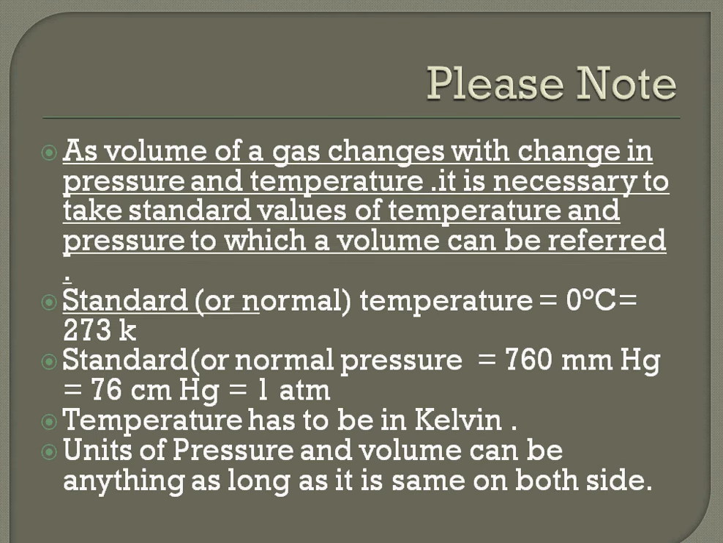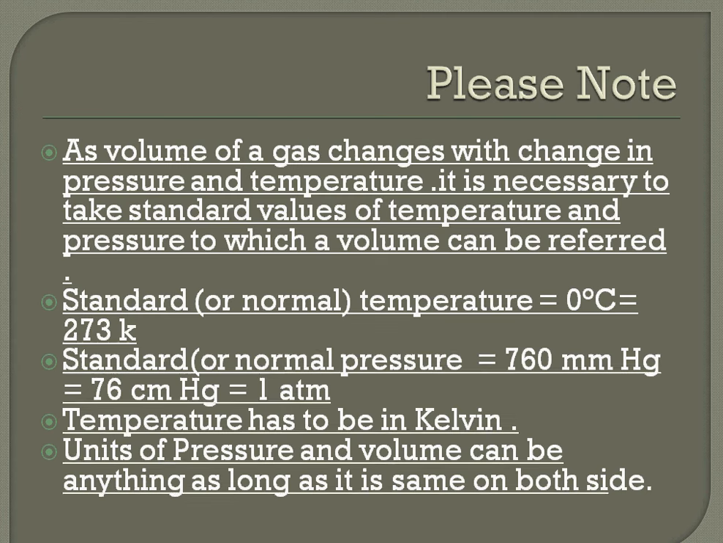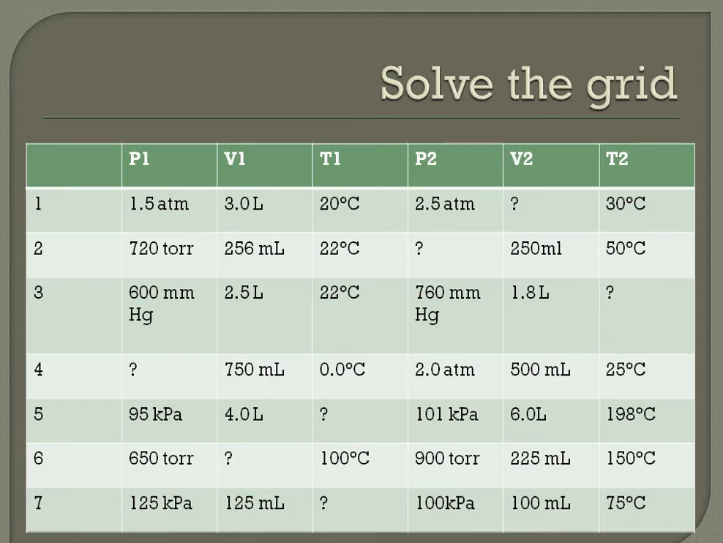Just read again the third point, the fourth point, and the fifth point. I hope you can solve this grid now. There are 7 different questions having different variables to find. I have given the question marks. You can use these equations which I have told you earlier, the derived equations, and you can solve this grid.